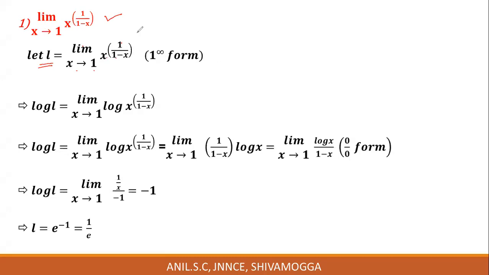As x tends to 1, this base will be 1. And the index will be 1 divided by 1 minus 1. 1 minus 1 is 0. And 1 by 0 is infinity. Therefore, this takes 1 power infinity form. As x tends to 1, this base will be 1 and the index will be 1 divided by 0, which is infinity. Therefore, it takes 1 power infinity form.